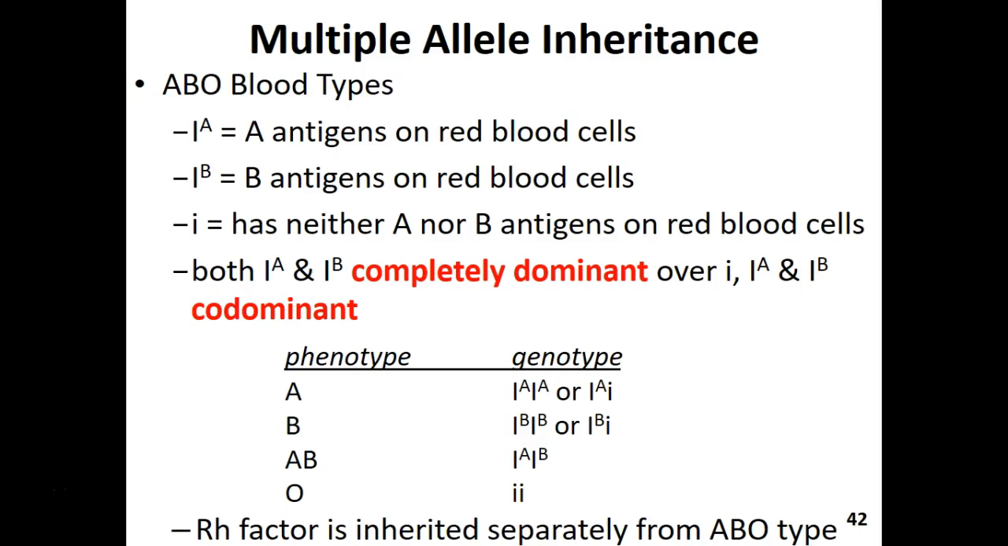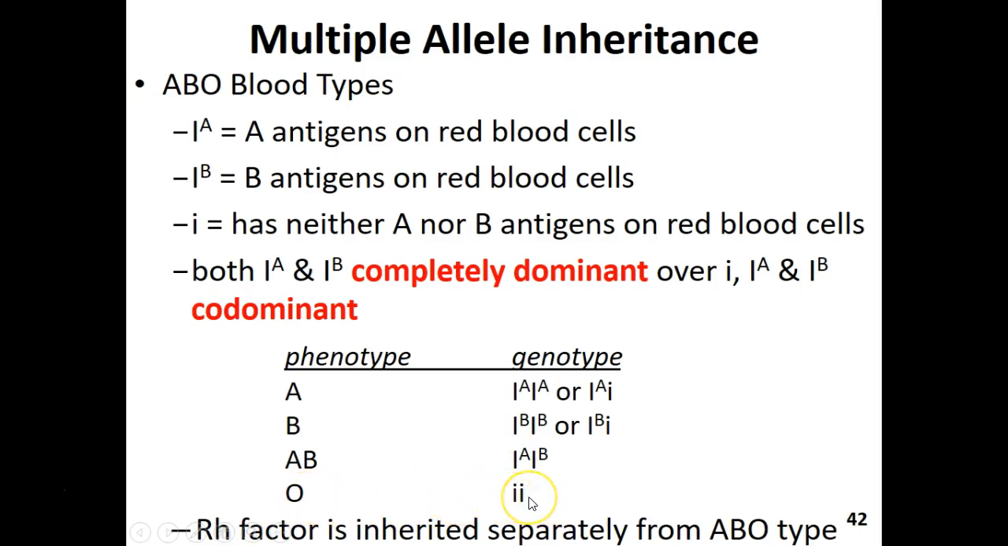And so down here you see the genotypes. You could have I^A I^A, or I^A i, and you're going to have the phenotype A. Here you have B. The only way you get AB is if you have a big A and a big B on your I's. The only individuals that are O blood type are going to have two little i's.